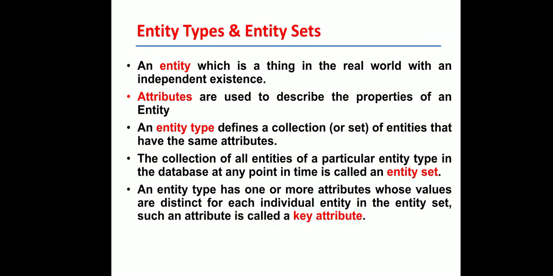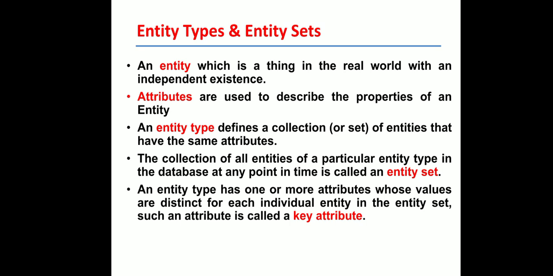Next we have entity types and entity sets. As we explained in the previous slide, an entity is a thing in the real world with an independent existence. It has some facts, and that can be stored on your secondary storage. Examples for entity we have seen are student and employee. These student and employee are real world facts or objects. This can be used as an entity, and these attributes are the properties for the given entity.